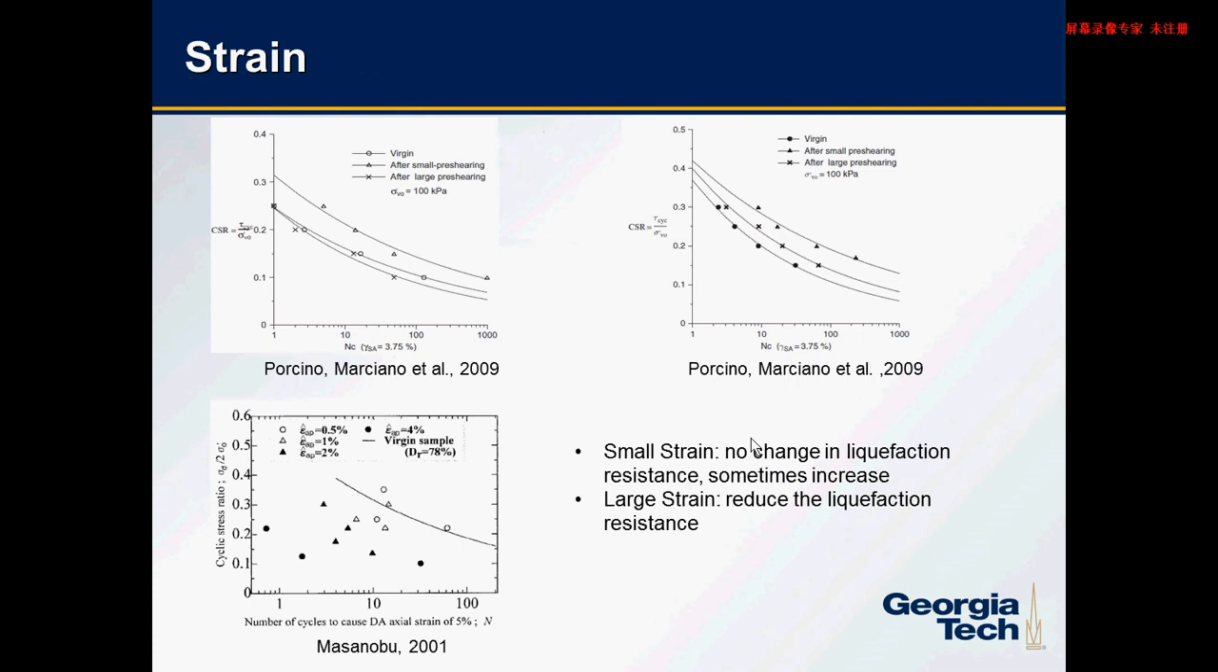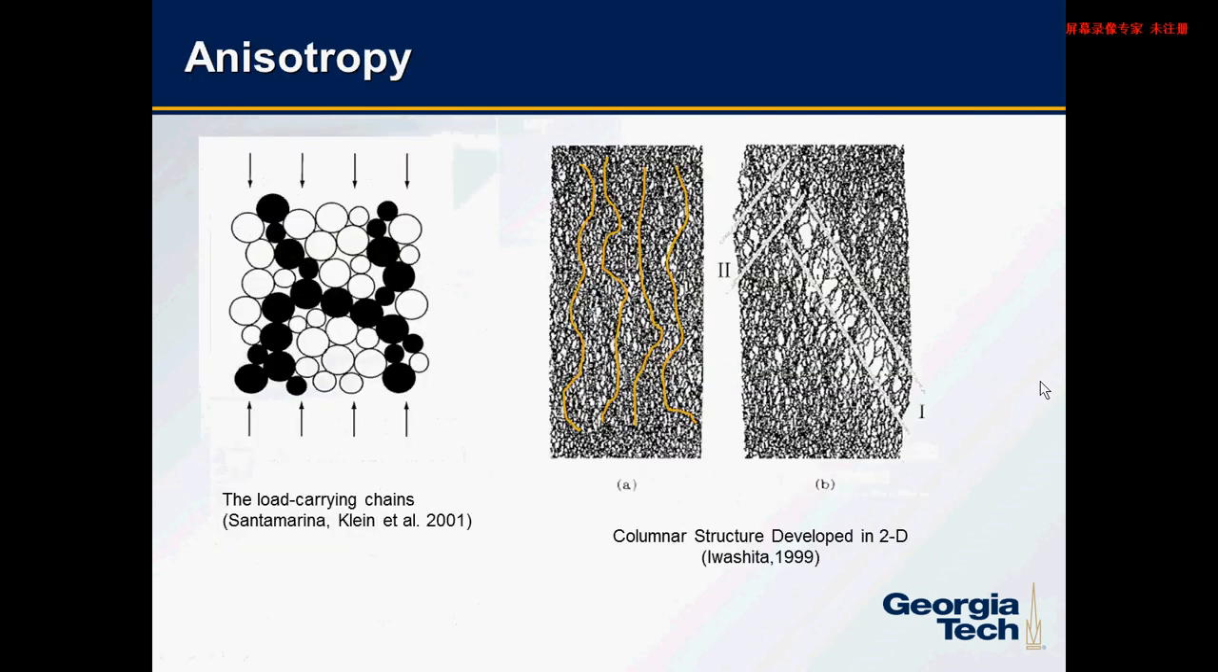For a large strain, the microstructure will be totally changed. The result shows that the large strain changes the liquefaction resistance a lot. This is because large strain will create an anisotropic unstable structure. Because of the action of gravity, all natural sands are anisotropic. External loading will intensify the anisotropy.